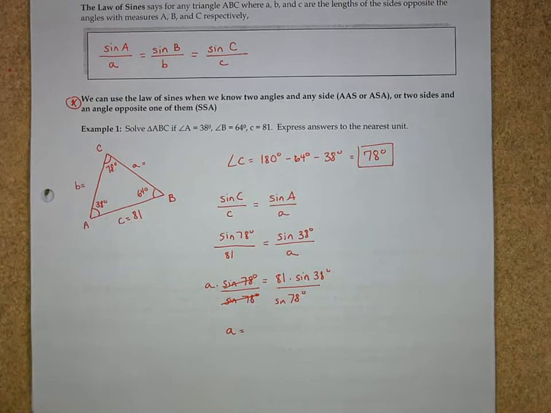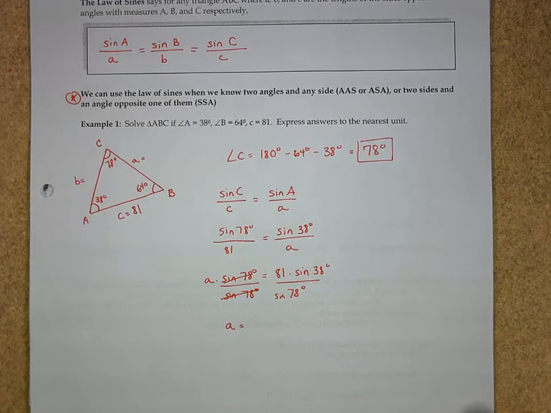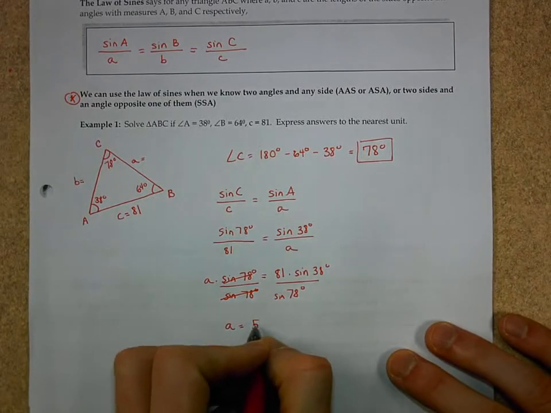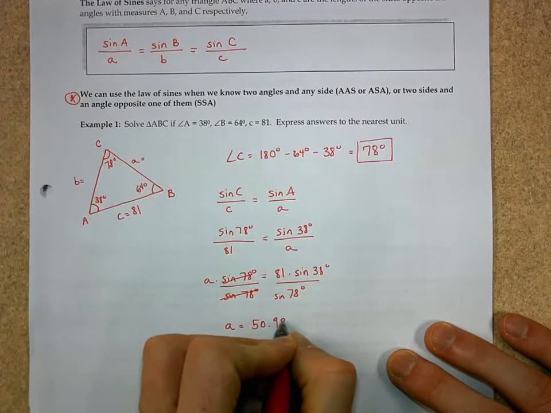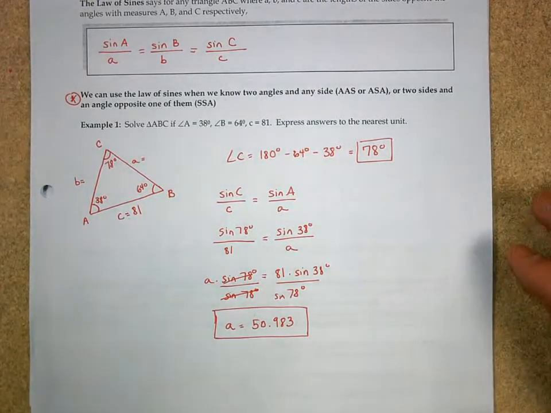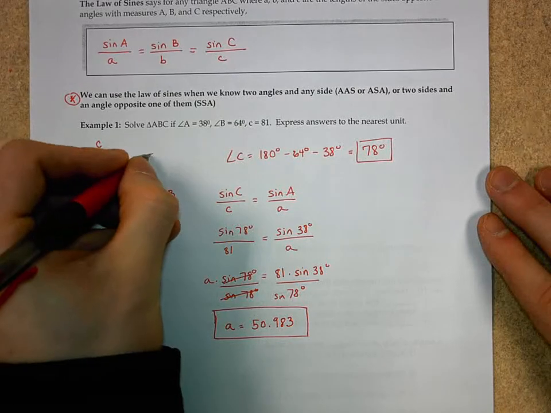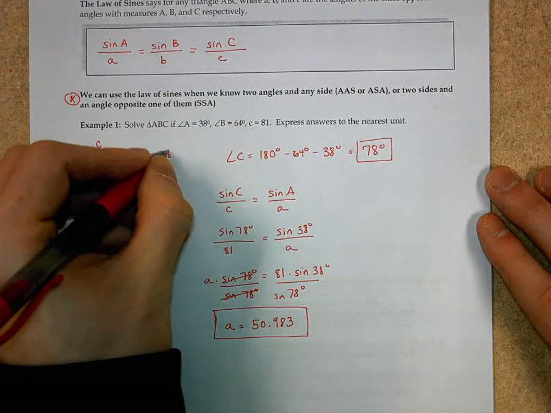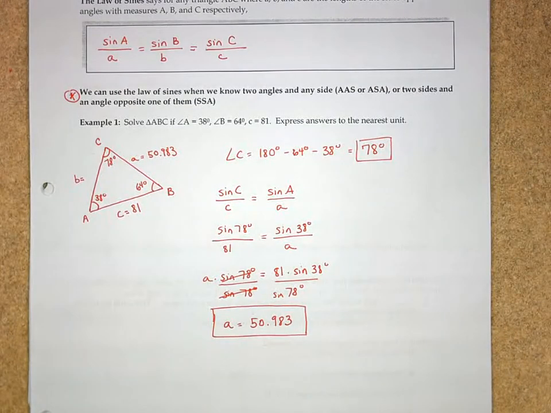I plug that into our calculator, making sure we're in degree mode, and we get a length of 50.983, rounded to 3 decimal places. So I know side A here is going to be 50.983.